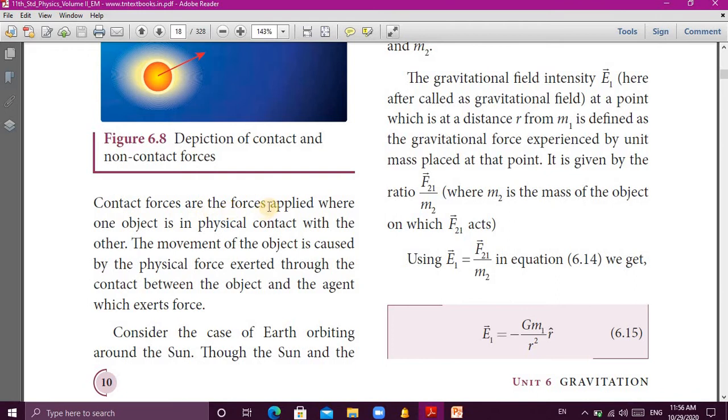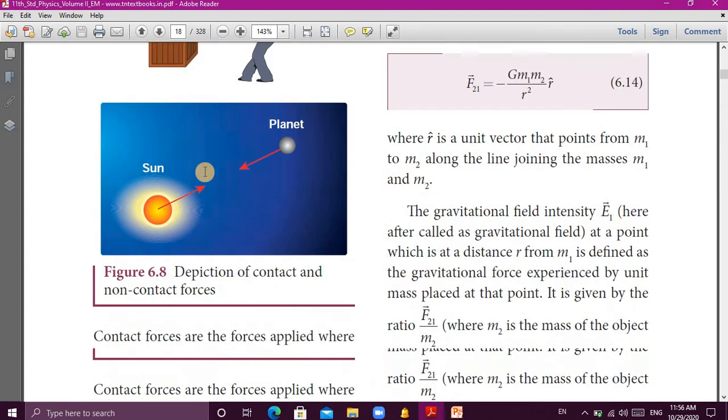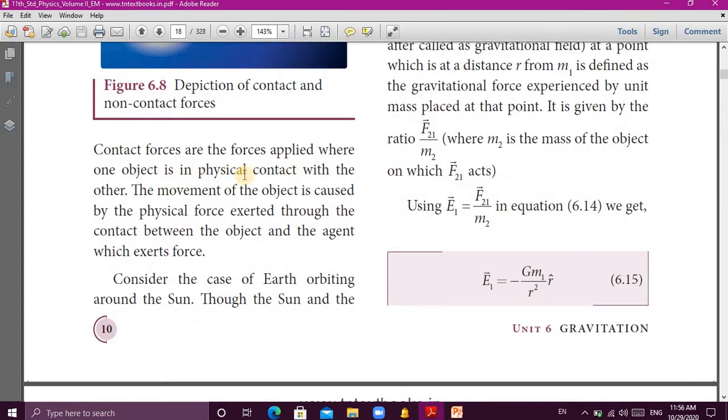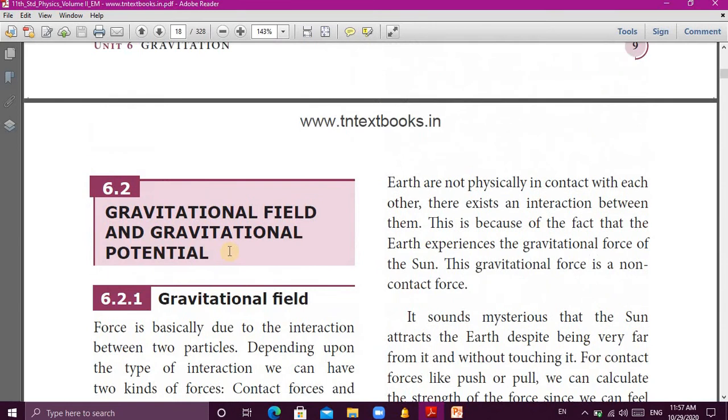Contact forces are the forces applied where one object is in physical contact with the other. So this is called contact force. The movement of the object is caused by the physical force exerted through the contact between the object and the agent which exerts force. What is meant by non-contact force?